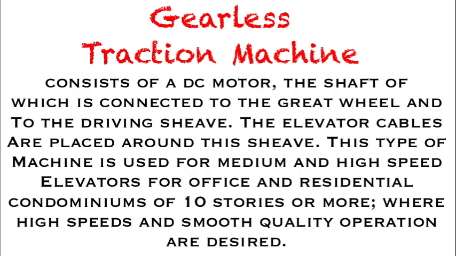Gearless traction machine consists of a DC motor, the shaft of which is directly connected to the brake wheel and the driving sheave. The elevator cables are placed around the sheave. This type of machine is used for medium and high-speed elevators for office and residential condominiums of 10 stories or more, where high speeds and smooth quality operations are desired.